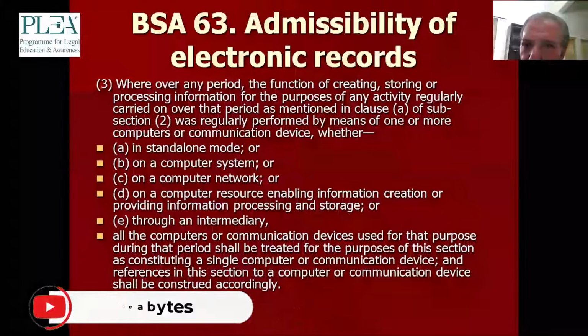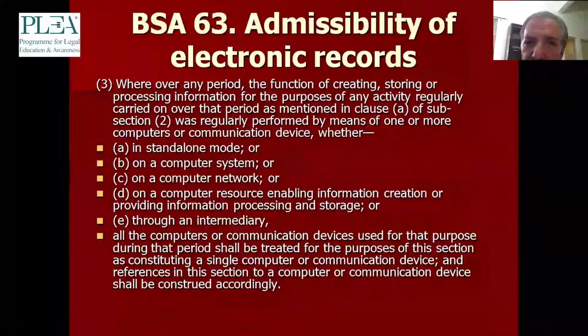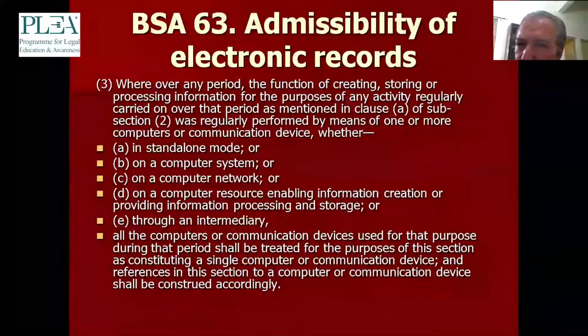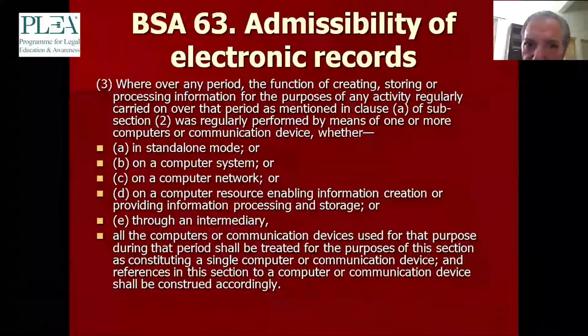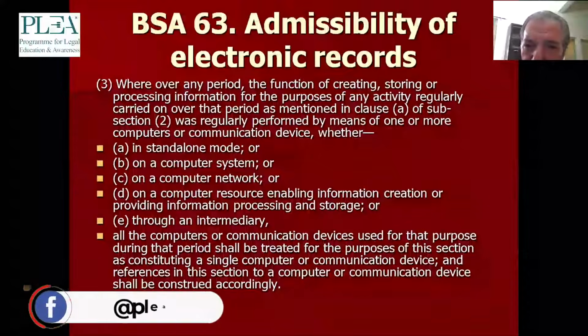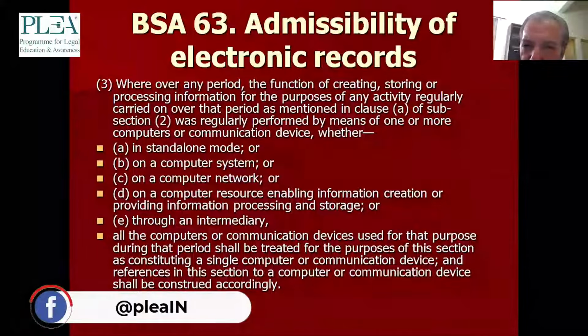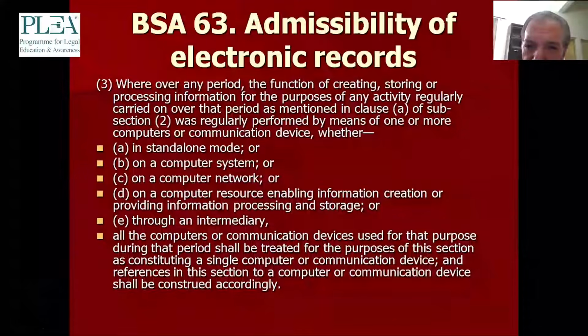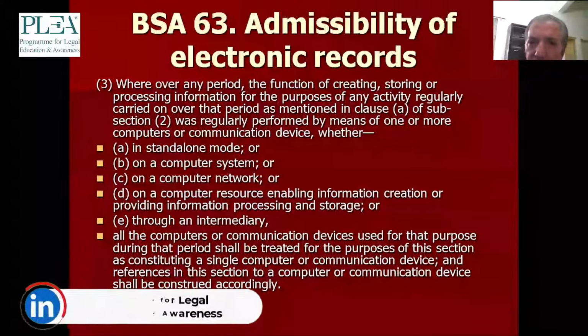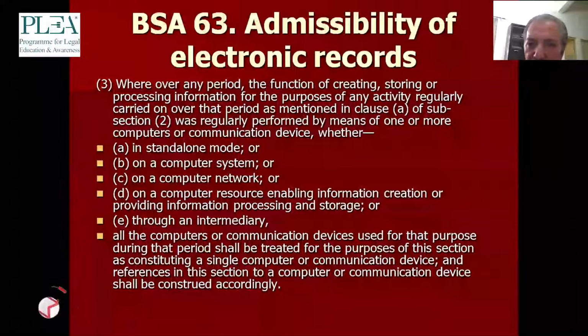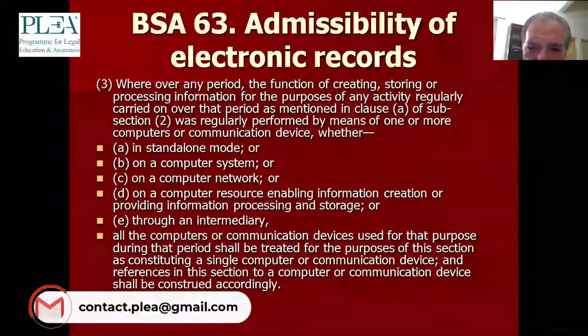So where over any period the function of creating, storing or processing information for the purposes of any activity regularly carried on over that period, as mentioned in clause A of subsection 2, was regularly performed by means of one or more computers or communication devices, whether in standalone mode or as a computer system, or on a computer network, or on a computer resource enabling information creation or providing information processing and storage, or through an intermediary. Intermediary means say WhatsApp, Google, Facebook. These are called intermediaries as per the IT Act.